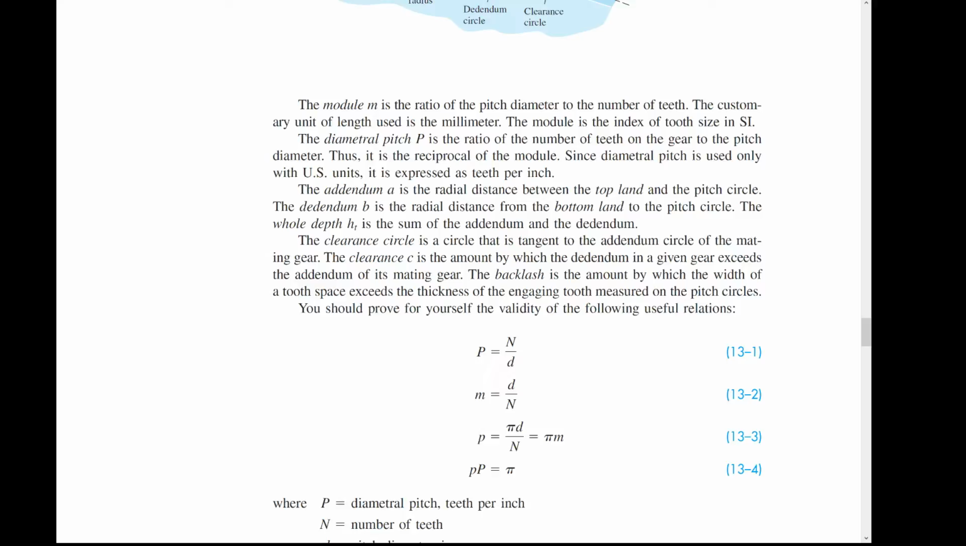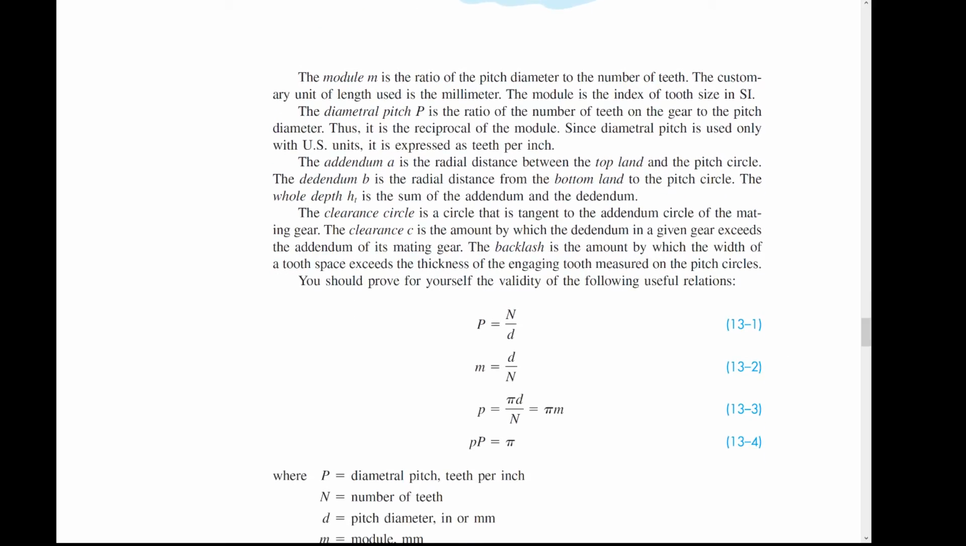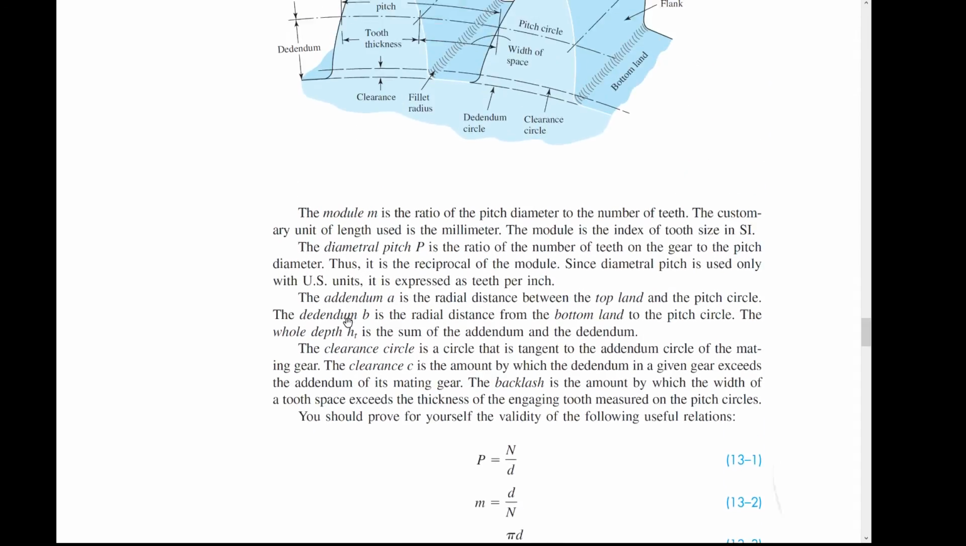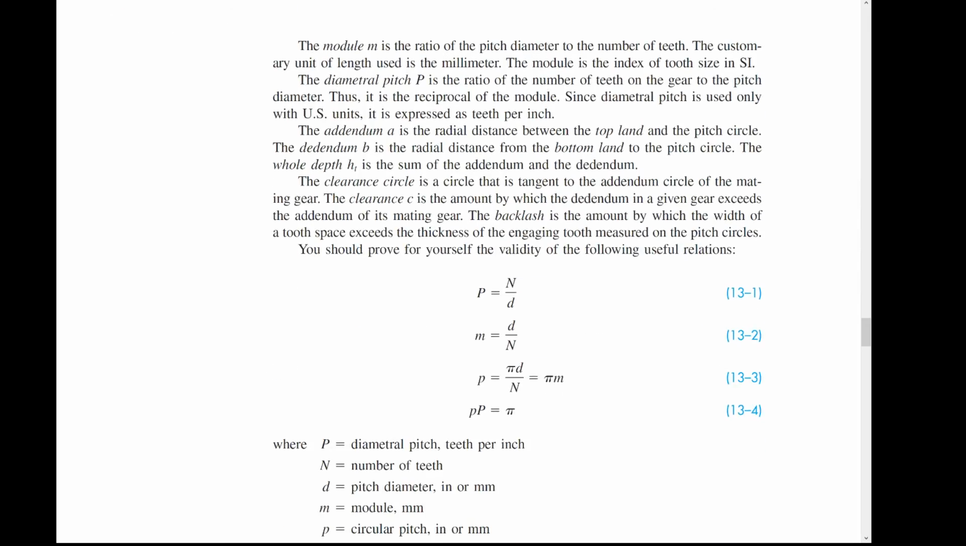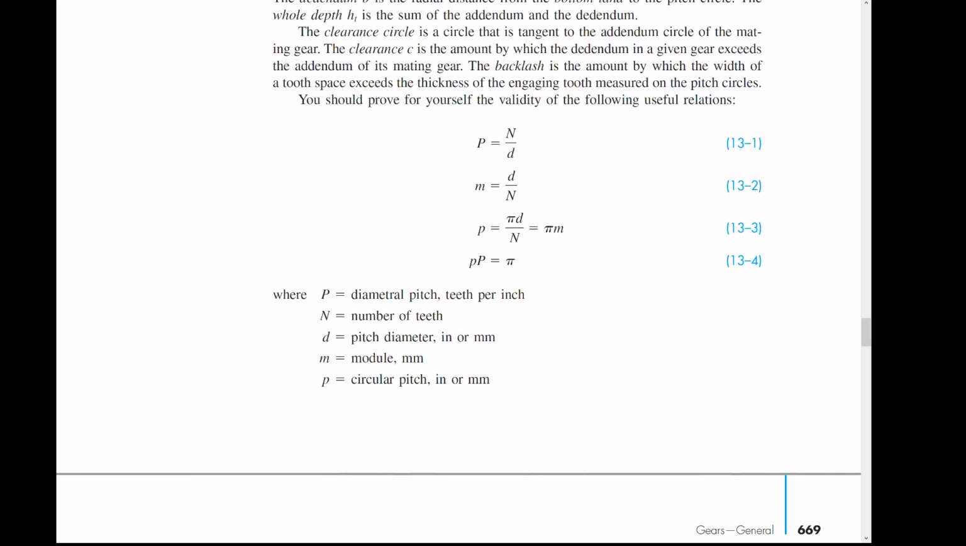You should prove for yourself the validity of the following useful relations. P equals N over D. N must be number of teeth, over D. Little p is circular pitch. M is D over N. p is pi D over N. Pi D is 2 pi R, which is circumference, and that is pi M. Yeah, all those, this equals that. Got it. Number of teeth, module. P equals diametral pitch, capital P, big P.